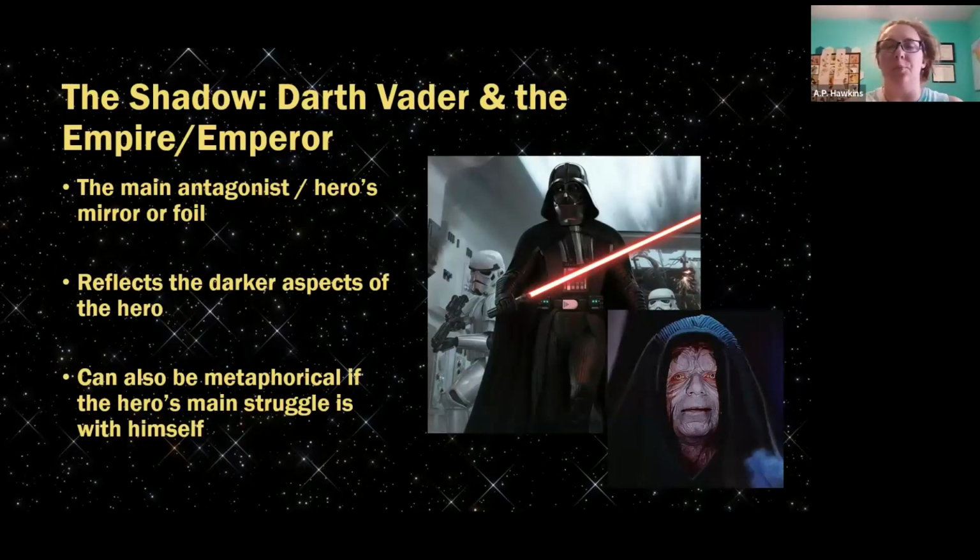But in A New Hope, Darth Vader is like the main bad guy who's there. But the goal over the course of the story kind of expands out. Behind the shadow, the deeper shadow, is the Empire and the Emperor, and getting rid of that. So the shadow is generally the main antagonist and is usually the hero's mirror or foil, in which case Darth Vader fits this perfectly. He is the anti-Luke Skywalker, and he reflects the darker aspects of the hero. He is what Luke could be if Luke fell to the temptation of the dark side. Right. So that is the shadow character.